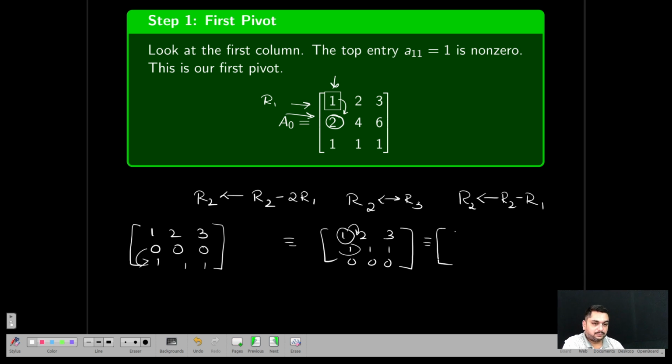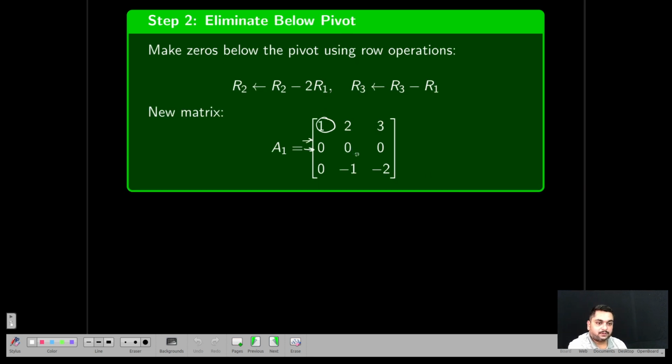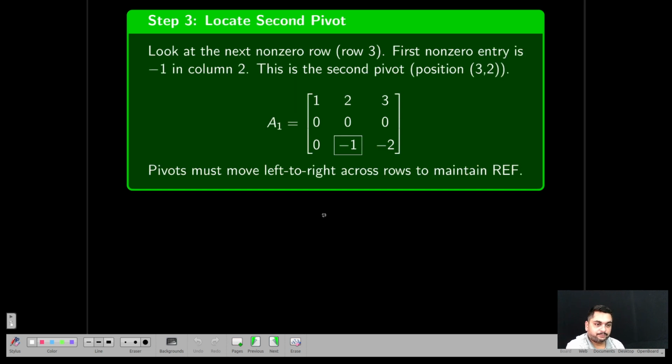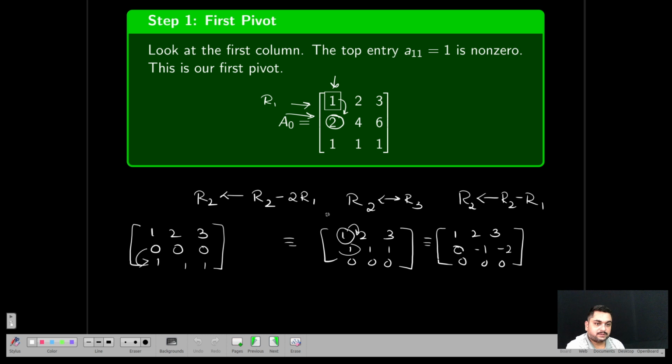I will get, this will remain the same, 1, 2, 3. Then subtract, this means 0, minus 1, and then minus 2. This is 0, 0, 0. Okay, that is the next step. So we're done here. Now, if you observe, this is done in a different way. We'll solve it completely here.